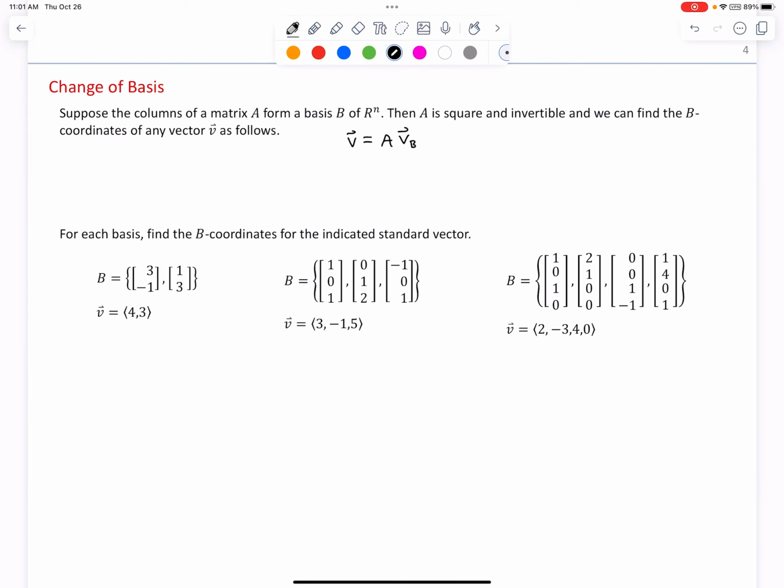But if I'm trying to find the b coordinates of this vector, that means I'm looking for this part of our equation, then I would simply multiply this equation on the left by the inverse of A. And this product here would be the identity matrix. Thus, we effectively isolate the b coordinate vector. So we get the b coordinate vector can be calculated by doing the inverse of A times the standard vector, the vector whose coordinates are the standard coordinates.